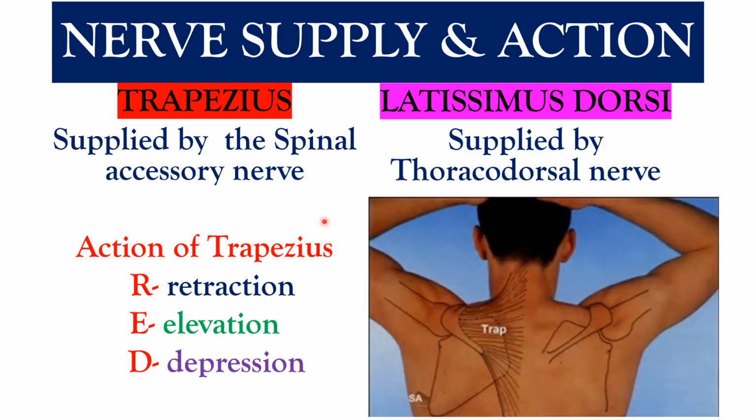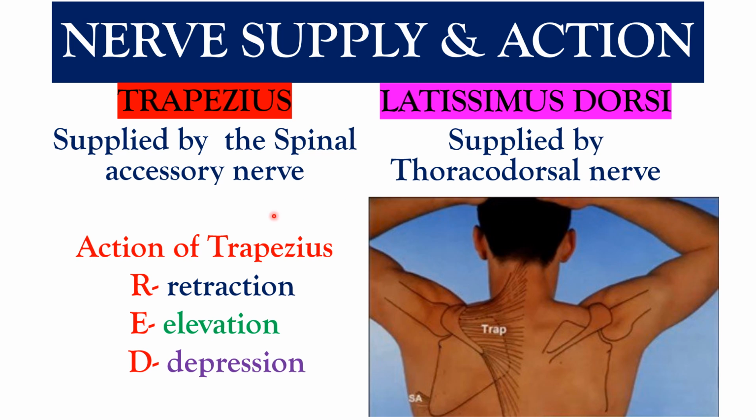So let's look at the nerve supply and action of the trapezius and the latissimus dorsi. The trapezius muscle is supplied by the spinal accessory nerve. Then the latissimus dorsi is supplied by the thoracodorsal nerve. Again, the trapezius is supplied by the spinal accessory nerve, and the latissimus dorsi is supplied by the thoracodorsal nerve.